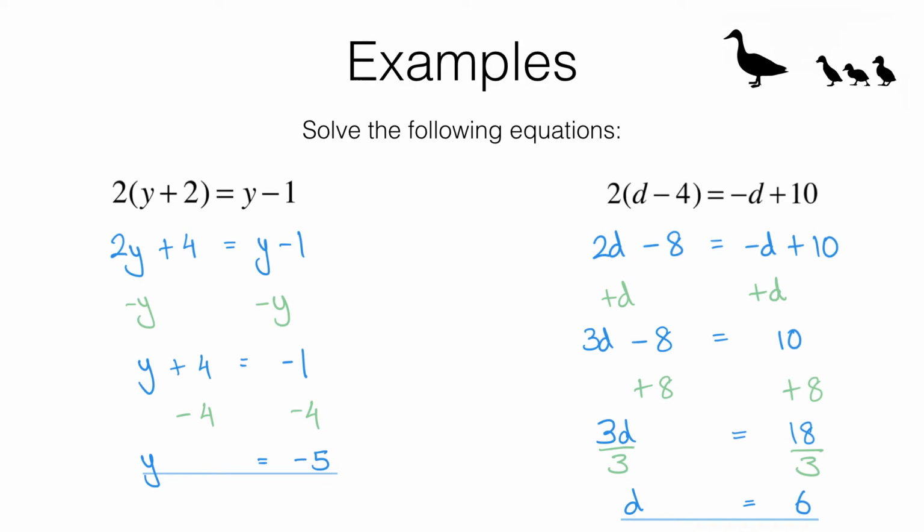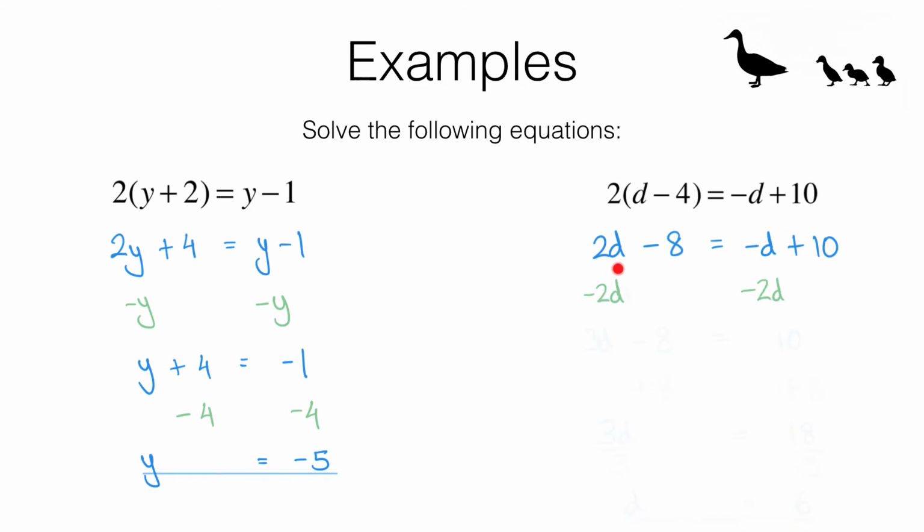Now, in both of these, I have tried to be smart about the first step I've taken after expanding the left-hand sides. For example, in this one here, I've chosen to add d to both sides. That eliminated the d on the right-hand side. Now, I didn't have to do that. What I could have done instead is subtract 2d from both sides. This eliminates the d's on the left-hand side, so I get negative 8 there, but it's going to give me negative 3d plus 10 on the right-hand side.